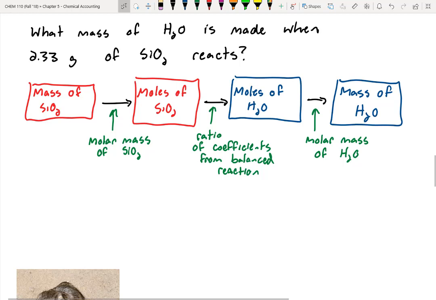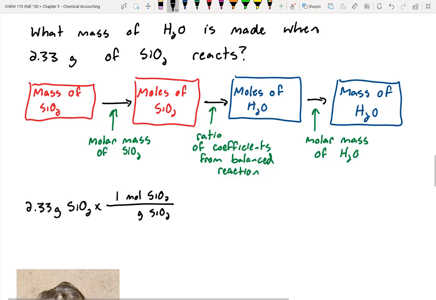All right, let's try to do this as a class. So we got to start out with our mass of silicon dioxide, which is 2.33 grams of silicon dioxide. Next thing we need to do is convert that to moles of silicon dioxide. So I'm going to say, all right, 1 mole of silicon dioxide is how many grams of silicon dioxide? Did anyone figure that out, the molar mass?